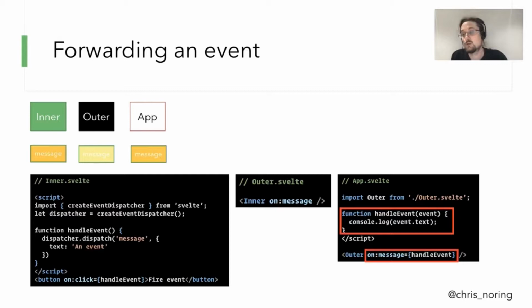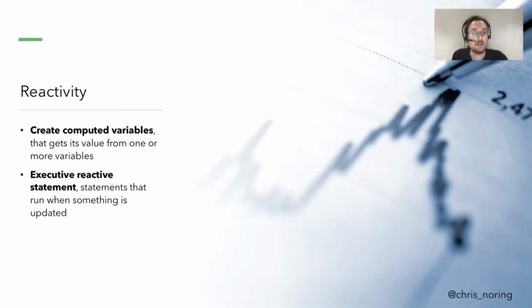At which point we reach the parent's parent that says, I actually care. And on my on:message, I have a handle event and I am able to display the payload from the raised event. Reactivity is an interesting topic.